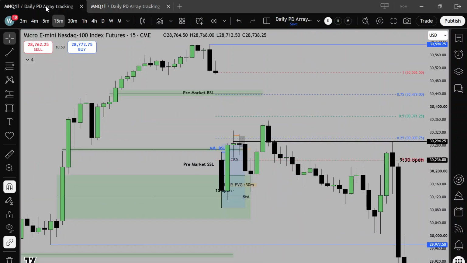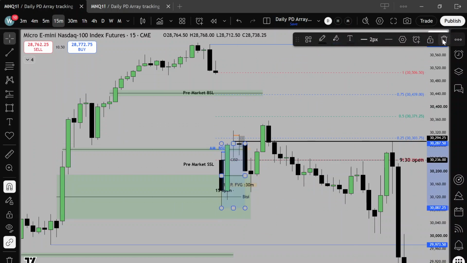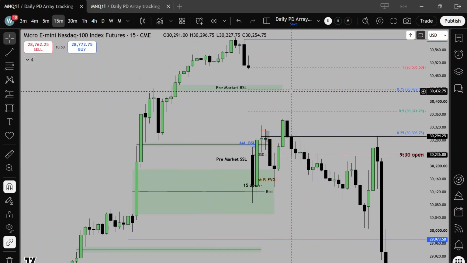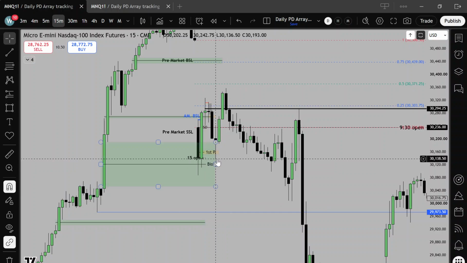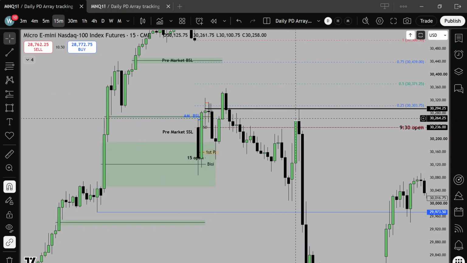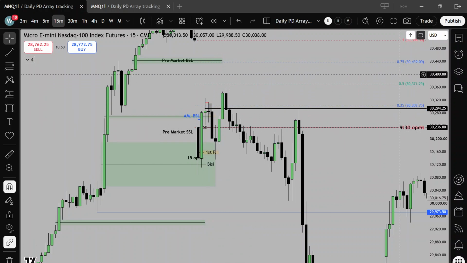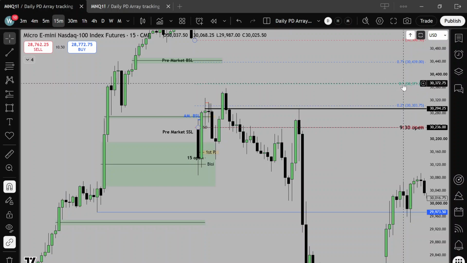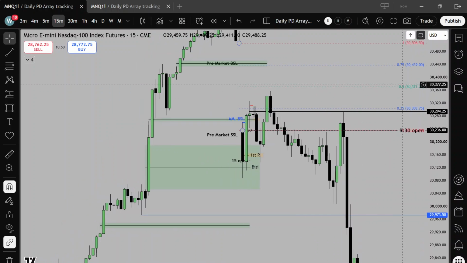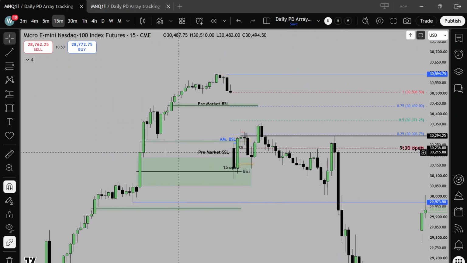But let's go back to the main thing that I want to point out, that I went into some of how to read the bias as well as the narrative. Obviously, the morning session bias was bullish, let me put it that way, because of the opening range gap 50% level, as well as again going off of a higher time frame inefficiency when the market opens.